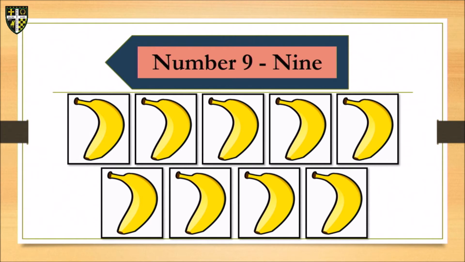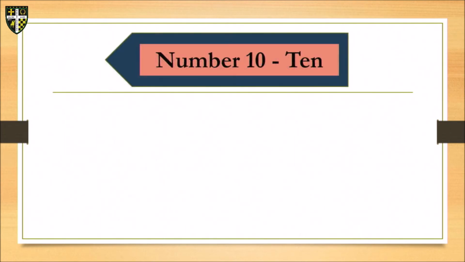After number 9, we have number 10. Again, kids, we have number 10. And the number words we have T-E-N. Again, kids, T-E-N. 10.